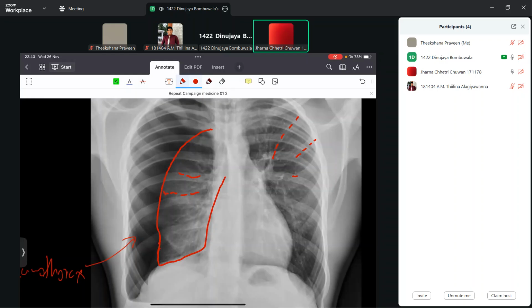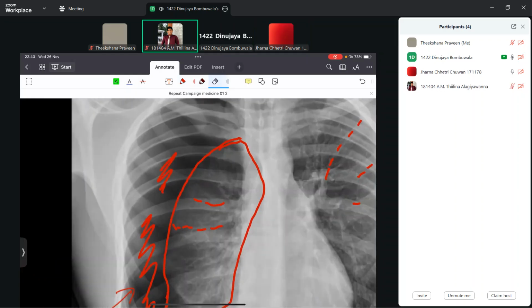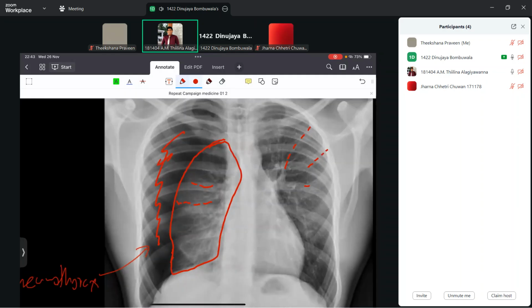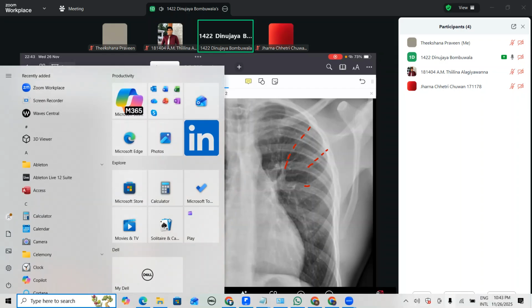And this region is filled with what? If this region is entirely white, what can this be? Pleural effusion. Pleural effusion, a massive one. What else? And the lung is like this. Lung collapse. So in both lung collapse and pneumothorax, there will be no vascular markings in the periphery.